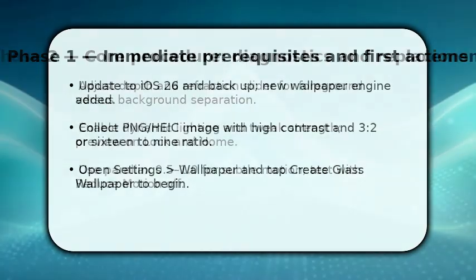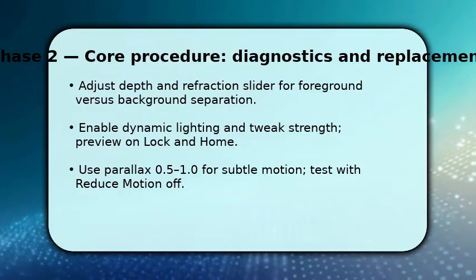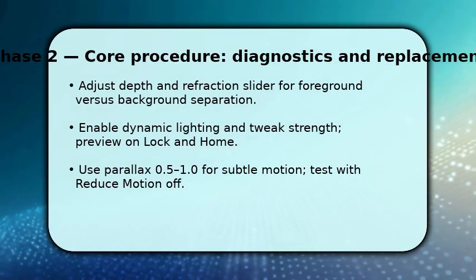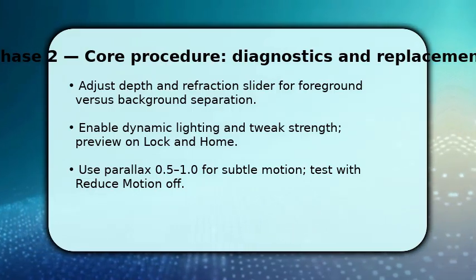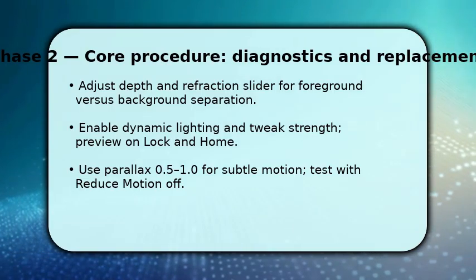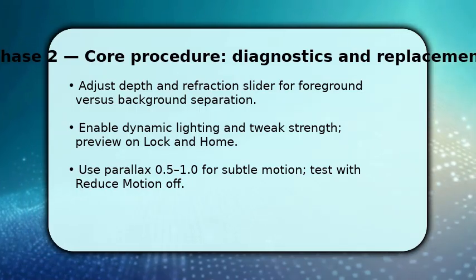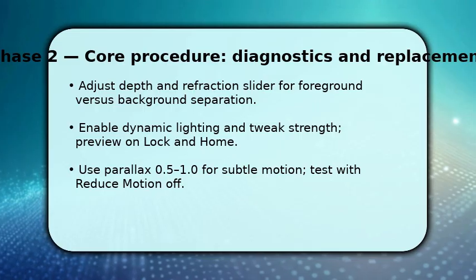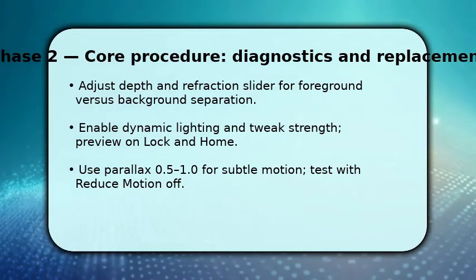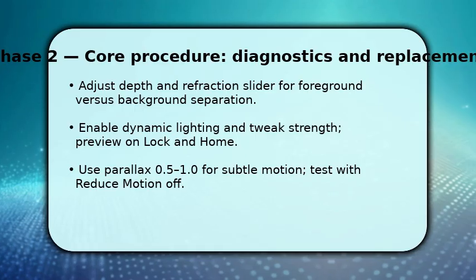You now refine how the glass looks and why those choices matter. First, use the depth and refraction sliders to separate foreground objects from background so light bends naturally. Stronger refraction increases realism but can obscure icons. Then enable dynamic lighting and tweak strength to match your wallpaper's brightness. This adds subtle highlights as the screen changes.